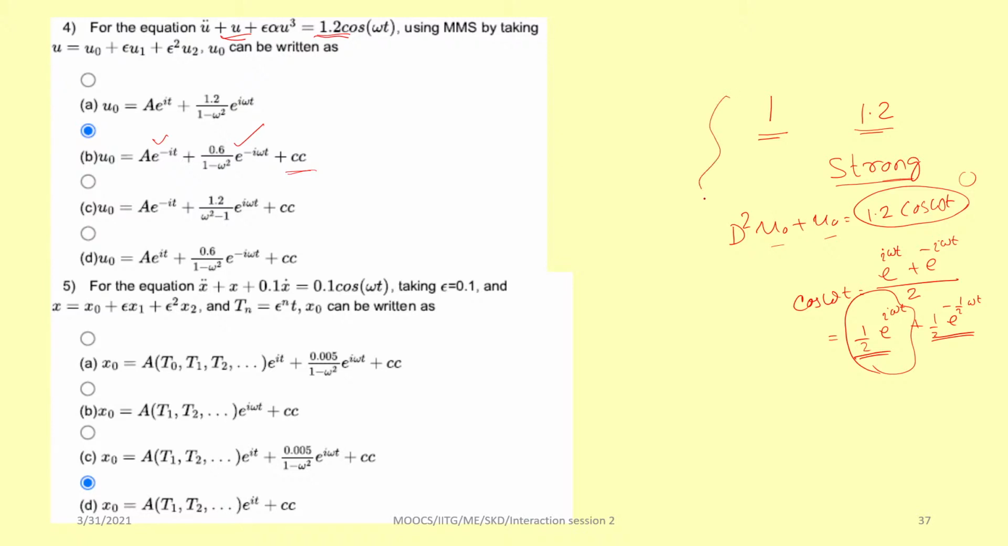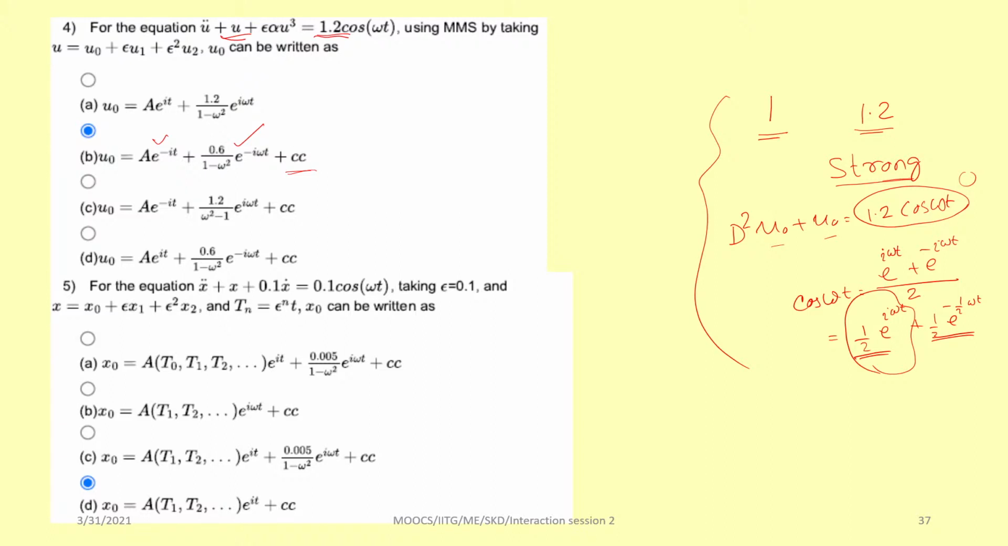So I hope you understand this thing, and you must have made a lot of practice by using this method of multiple scales, and you have solved more problems on this. So most probably you know this, and if you have some doubt, then you can write back to me now.